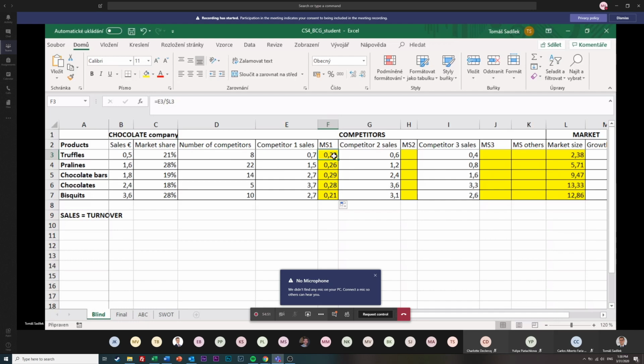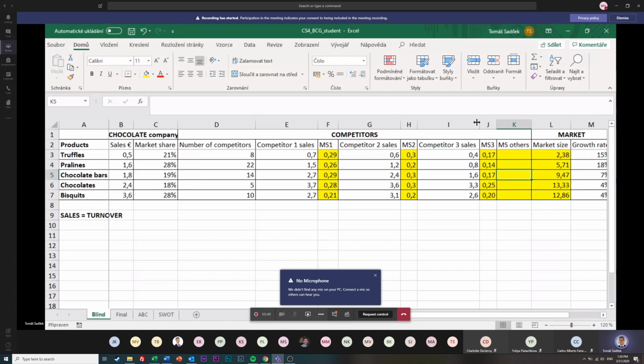I can see that I have too many decimal numbers, so it looks better now. So I'm still counting the competitor two sales divided by the total market size, and competitor three sales, or sales of the fourth competitor, to the market size. Yeah, so I'm counting this, and that's this result. So if you have some questions, just write to me in the comments.